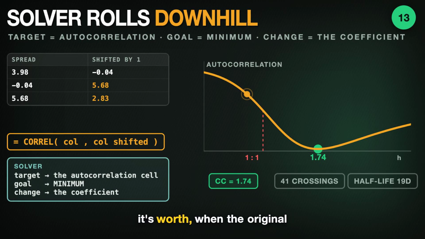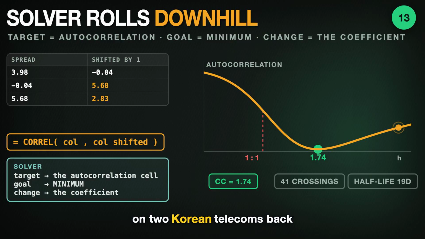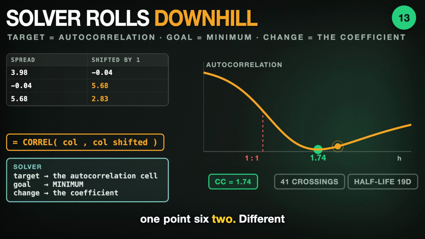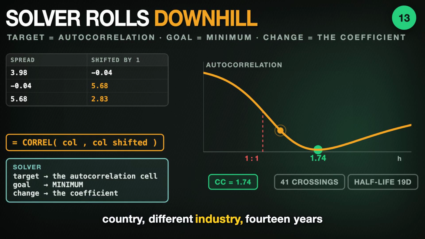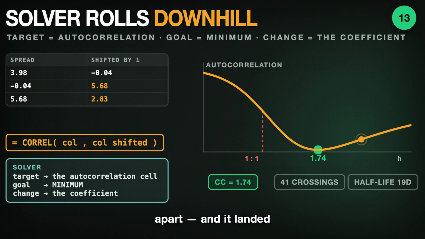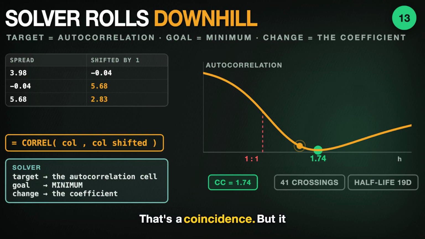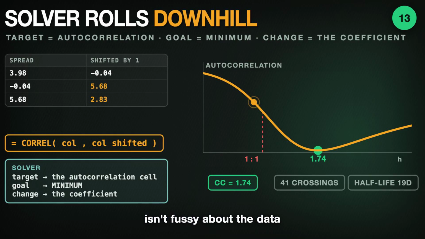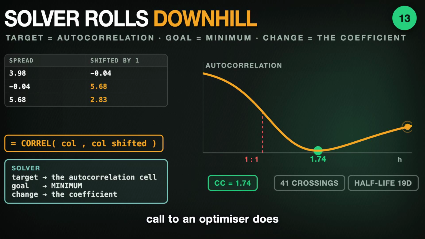For what it's worth, when the original author ran this exact procedure on 2 Korean telecoms back in 2012, he got 1.62. Different country, different industry, 14 years apart, and it landed in almost the same place. That's a coincidence. But it does tell you the procedure isn't fussy about the data you feed it. And if you work in Python, one call to an optimizer does the same job.